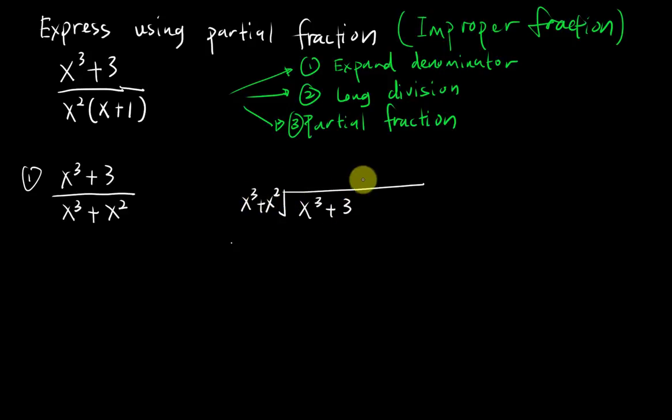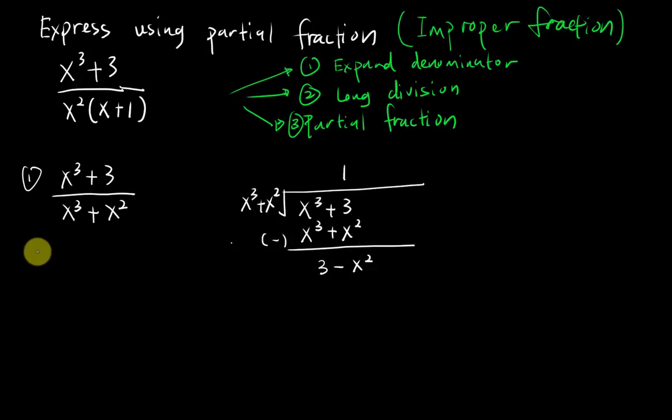Because we want to eliminate the highest power of x, which is x cubed here, I put 1 here, because 1 multiplied by x cubed gives x cubed, and 1 multiplied by x squared gives plus x squared. In the long division, you should know there is an invisible minus here. So x cubed minus x cubed gives 0, and then you are left with 3 minus x squared. So I write 3 minus x squared. This will be your remainder.